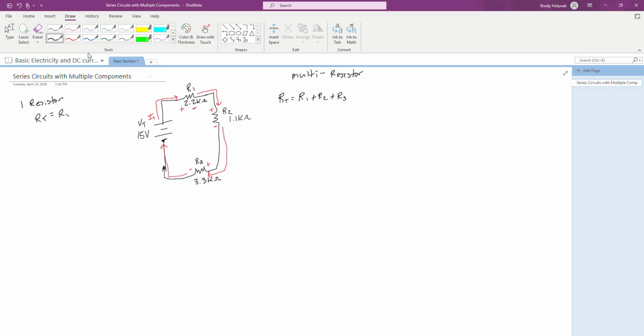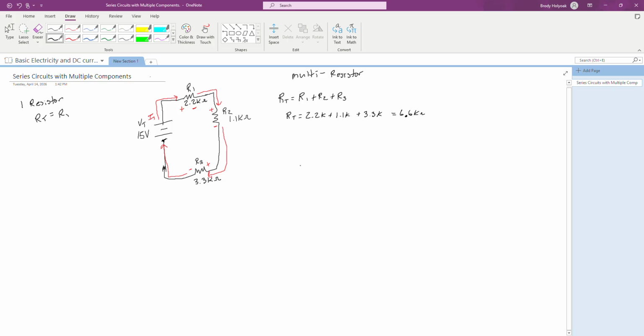So now that I have my resistance total, I can then solve for that. My resistance total is going to be 2.2K plus 1.1K plus 3.3K. That is going to give me a grand total of 6.6 kilo ohms.